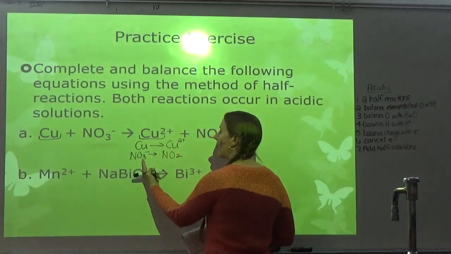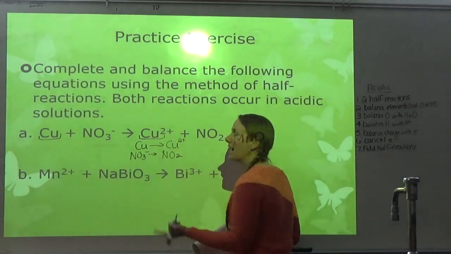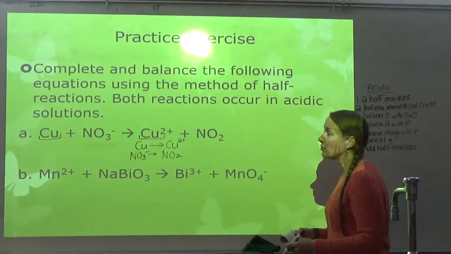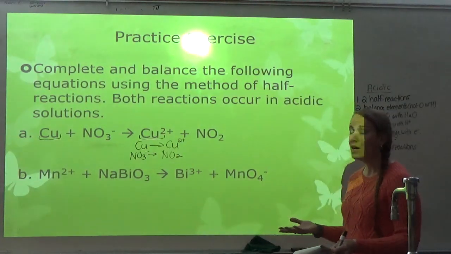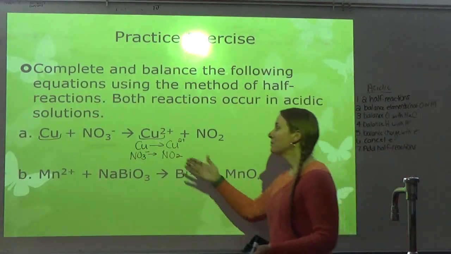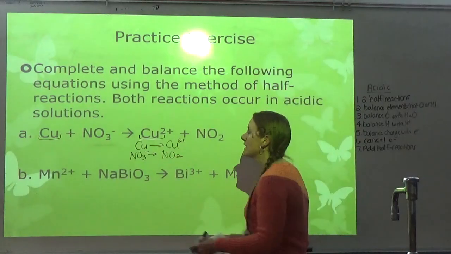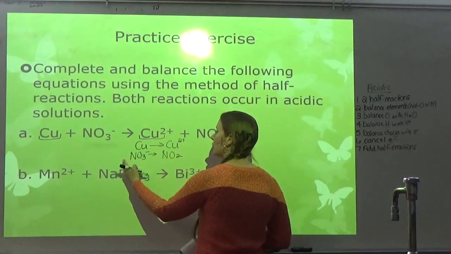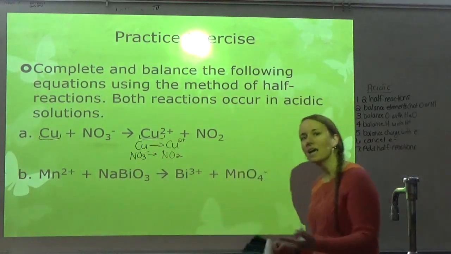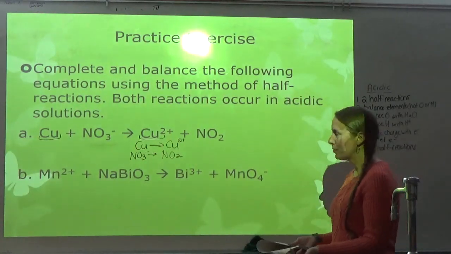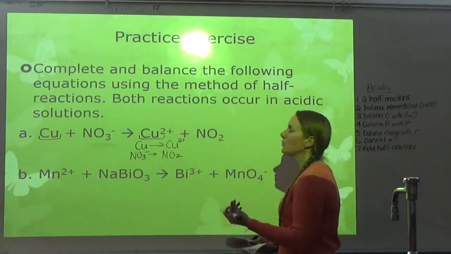Here I can actually balance these O's without adding any water, because I can just balance like normal. But the problem is then my N's aren't going to be able to balance. If I tried to put a 3 here and a 2 here to make them both 6, then it would be impossible to balance at that point. So that's where we balance with water.